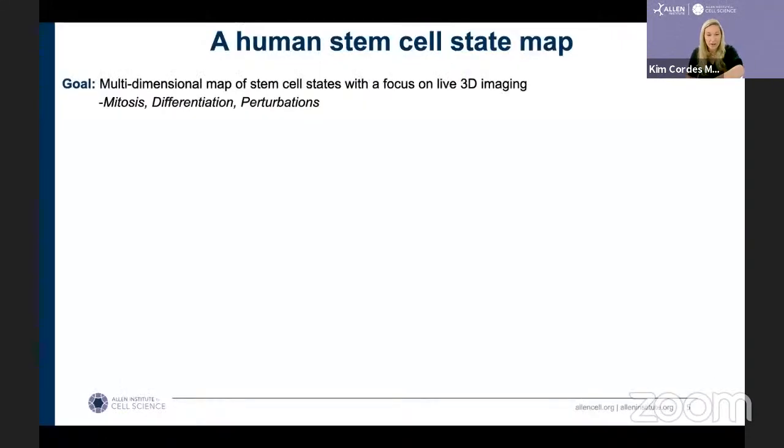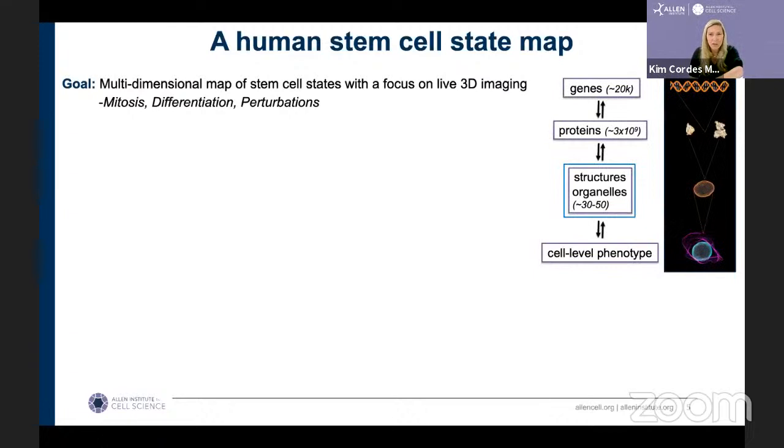Okay, there we go. All right, well, so here at the Allen Institute, our research goals are to create a multidimensional map of stem cell states, such as mitosis, differentiation, and looking at perturbed states, with a focus on 3D live imaging. Our goal is to create this human stem cell state map.